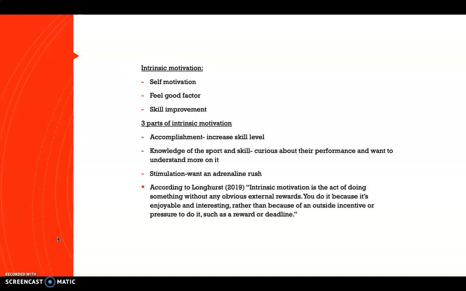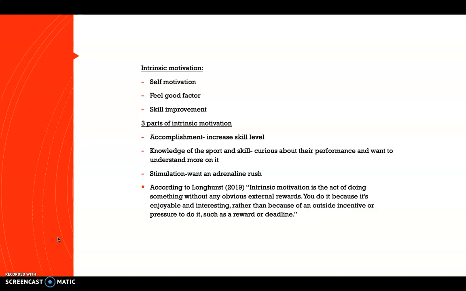Intrinsic motivation. This is self-motivation. Why do they do it? They want to do it for the feel-good factor. So a lot of people will say they do it for fun and enjoyment. It's something that drives them intrinsically to want to do it. Also skill improvement, a big one. Athletes and people in their everyday life, they want to improve their skills, so that's what motivates them.